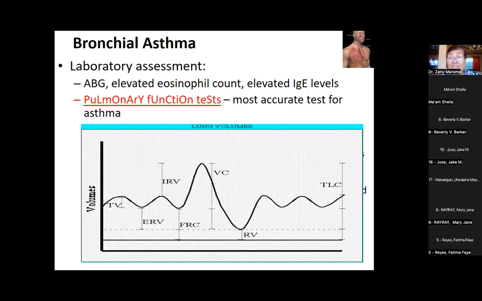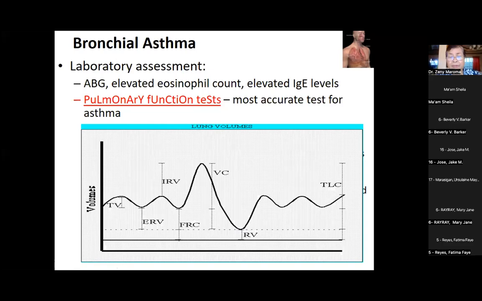And how much can it hold? Up to 6,000 ml. It depends on how deeply you breathe. From the point of maximum inhalation, how much can be exhaled? That is called vital capacity, which is about 4,800. And what is the volume remaining in the lungs? That is called residual volume.